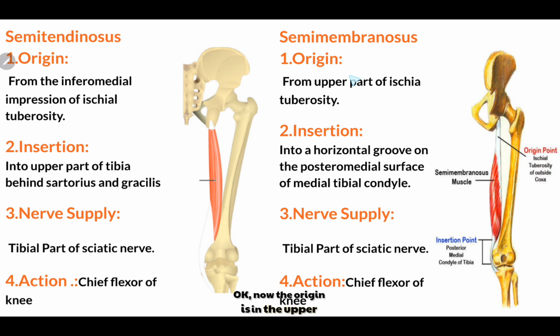Now the origin is in the upper part of ischial tuberosity. As you can see here, this is ischial tuberosity. In the upper part of ischial tuberosity, the semimembranosus originates. Now the insertion. You can see here where it is inserted into the tibia.